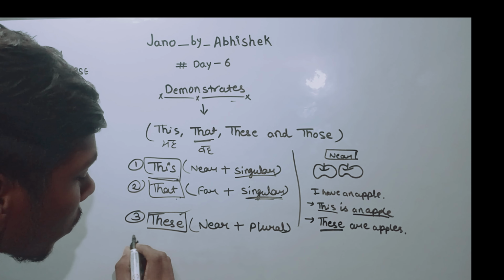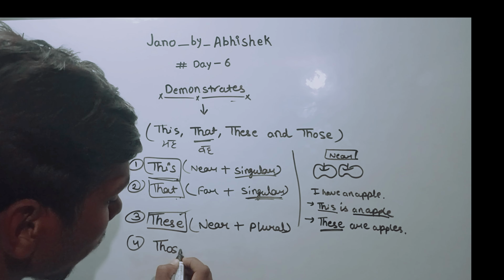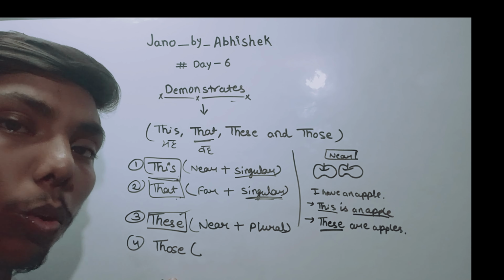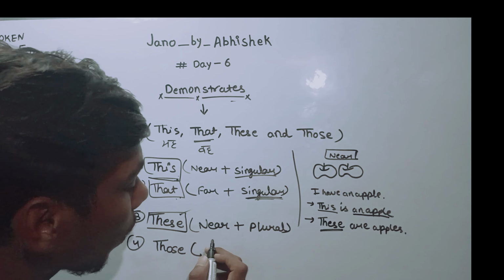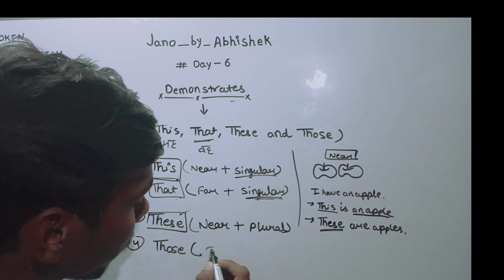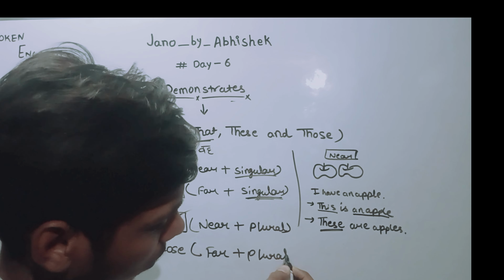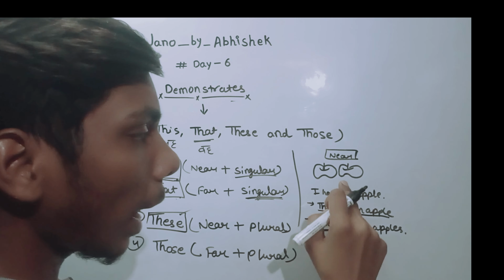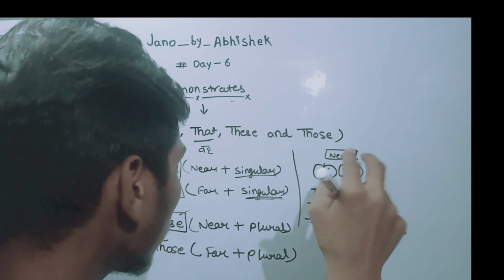Now let's see the fourth one, that is those. When do we use this word? It is very important also. For those, first, it should be far plus plural. How? As I had apples here, I had two apples there.